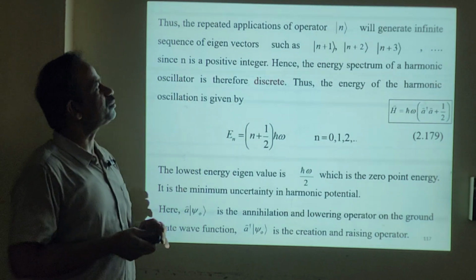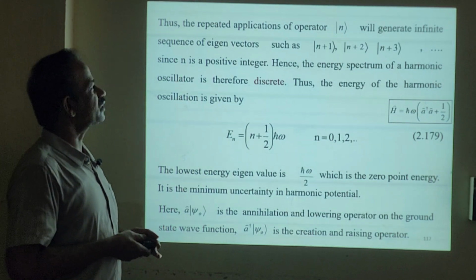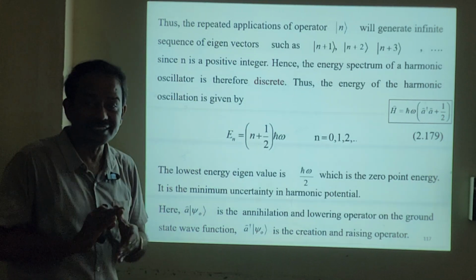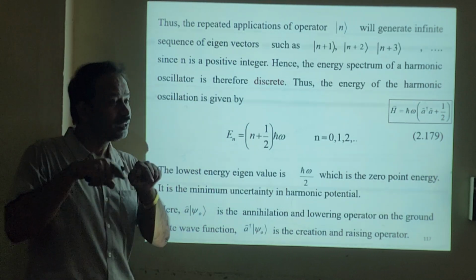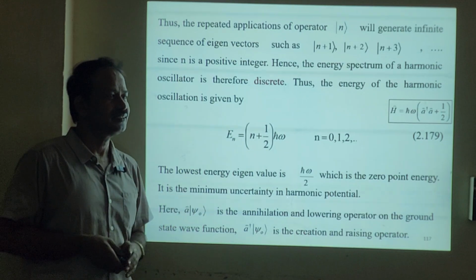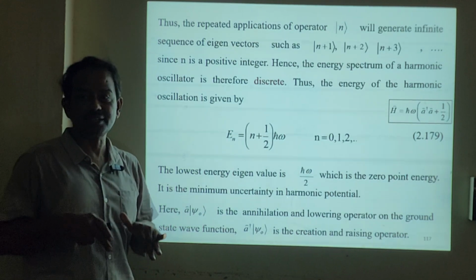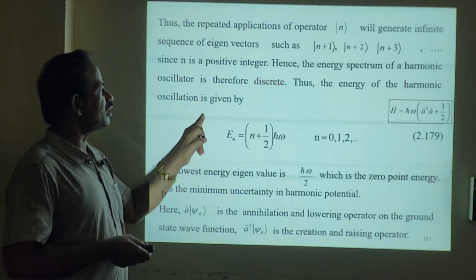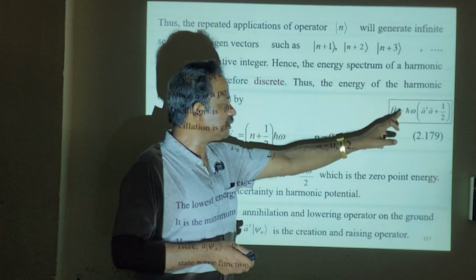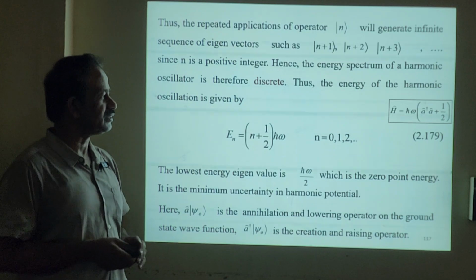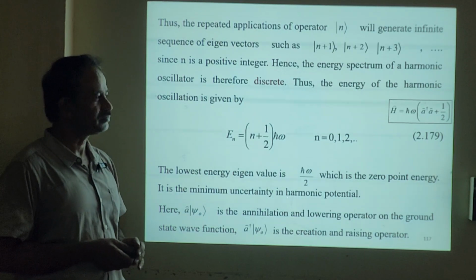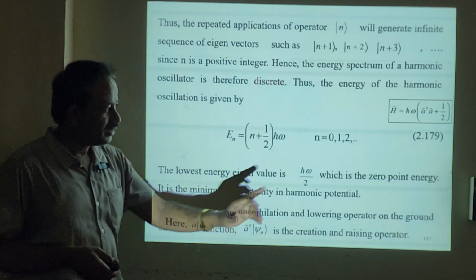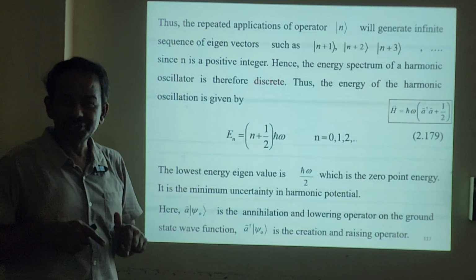Since s is a positive integer, the energy spectrum of a harmonic oscillator is therefore discrete, because it differs only by h bar omega. It's quantized. The energy of the harmonic oscillator is quantized. So it's a discrete measure. Thus the energy of the harmonic oscillator is given by, use this expression, En equals n plus half h bar omega. Here n is 0, 1, 2, 3.